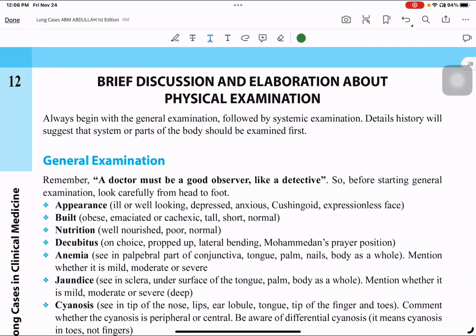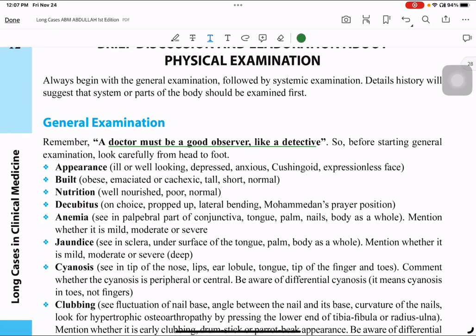Now a brief discussion about the general examination. A doctor must be a good observer, like a detective. The doctor must have a keen eye on the patient from head to toe. He will stand on the right side of the patient, then look from head to toe for any abnormalities. Firstly, he will look at the appearance of the patient.